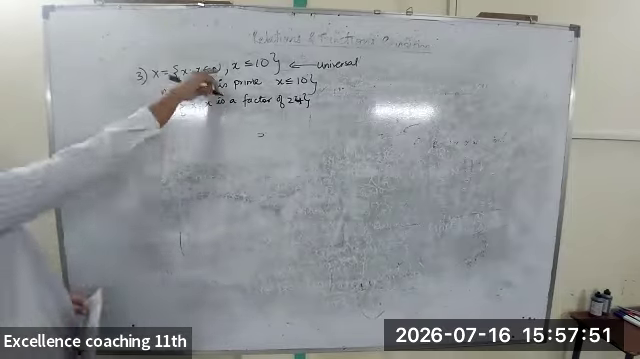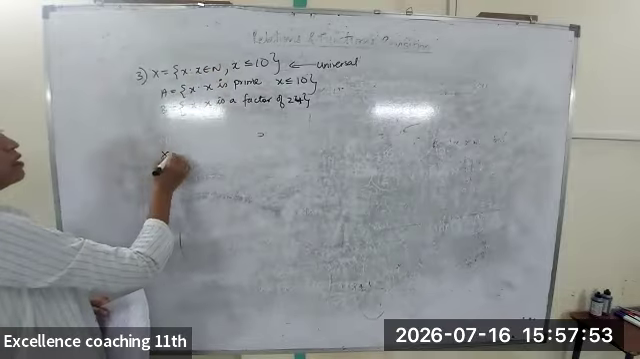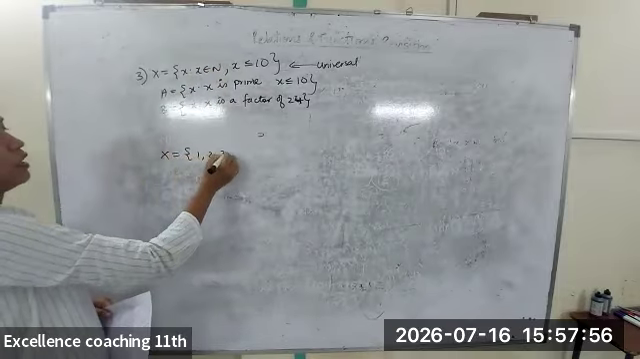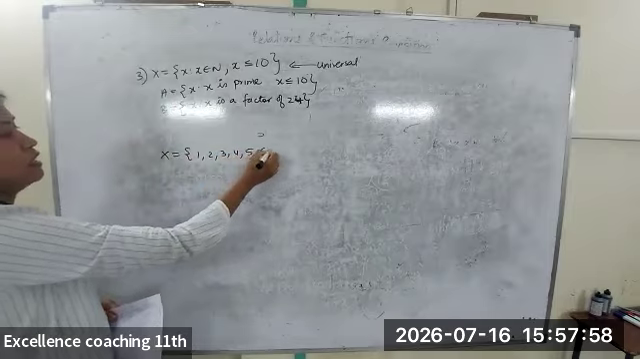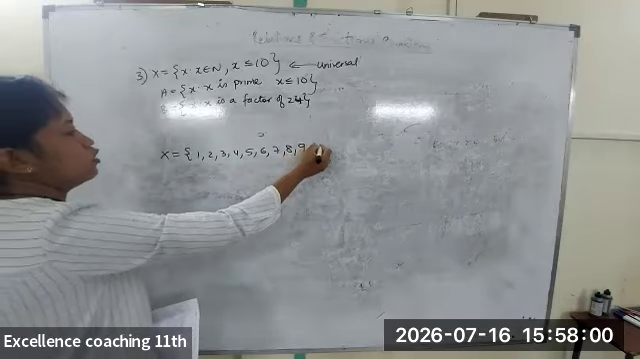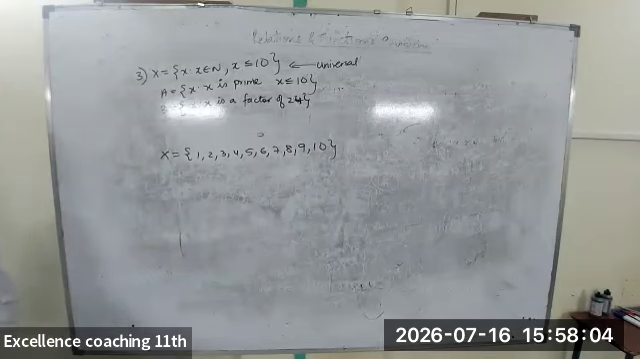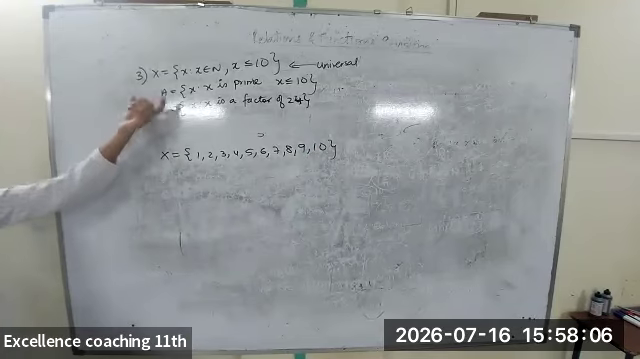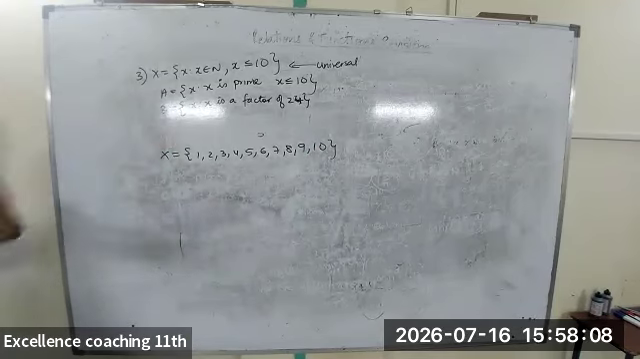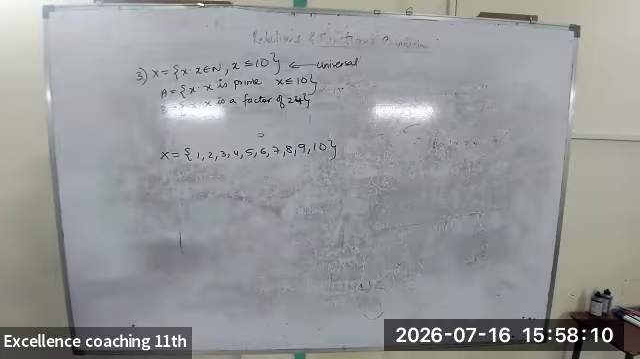Which are the natural numbers less than or equal to 10? All of them: 1, 2, 3, 4, 5, 6, 7, 8, 9, 10. Usually it is given as U, but in your paper it is given as X. So that's not a problem. You need not mention it, but you can consider this your universal set.